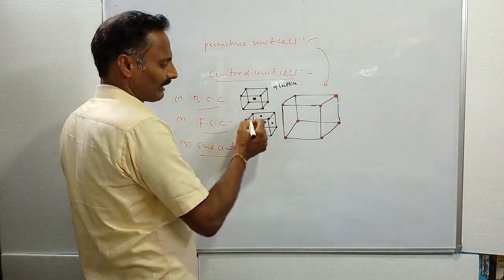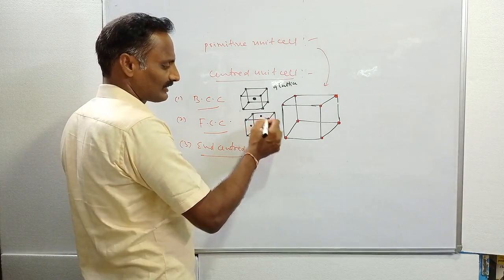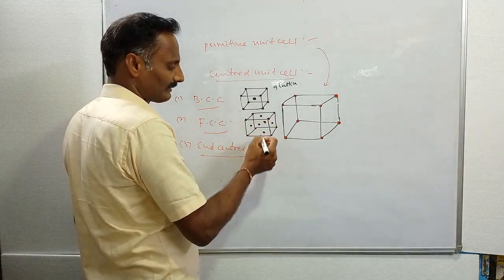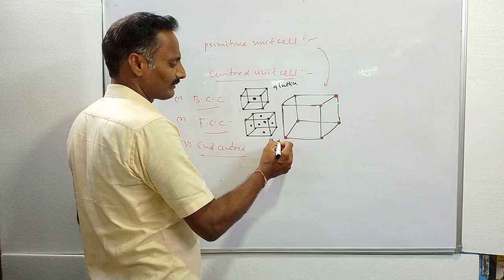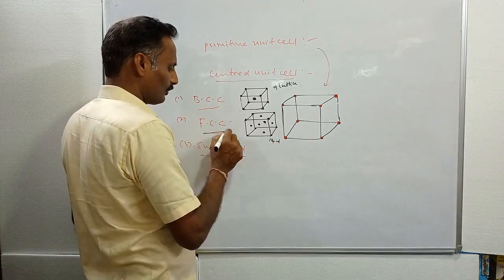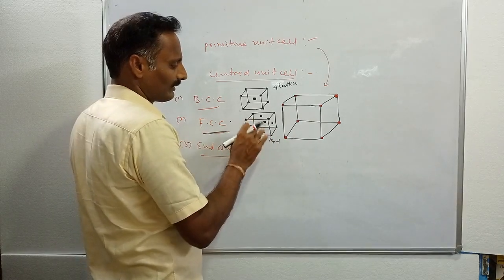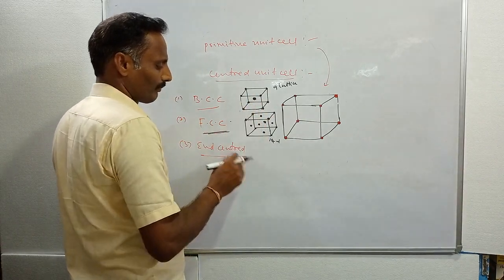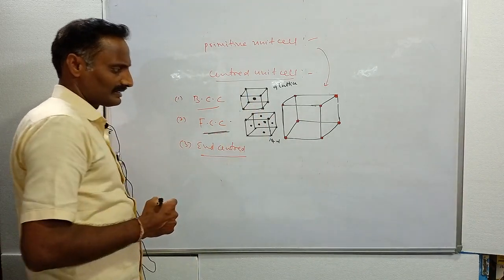Then 8 corners have 8 lattice points here, and 6 faces have 6 particles here. 8 plus 6, it contains 14 lattice points. A face centered cube consists of particles at the faces in addition to corners. Then what about the end centered unit cell?